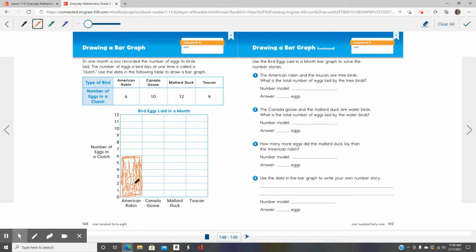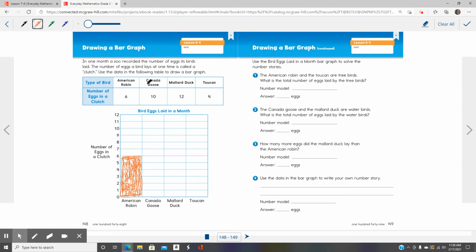So we have colored our bar all the way up to 6. And I'm not going to try and color it in all the way in the interest of time. I'm sure you don't want to watch me for a half hour trying to color all this in, nor would I want to watch you doing that. It's like watching grass grow, right? So I have colored in up to 6 because the American robin lays 6 eggs in a clutch. Now we'll go to Canada goose.